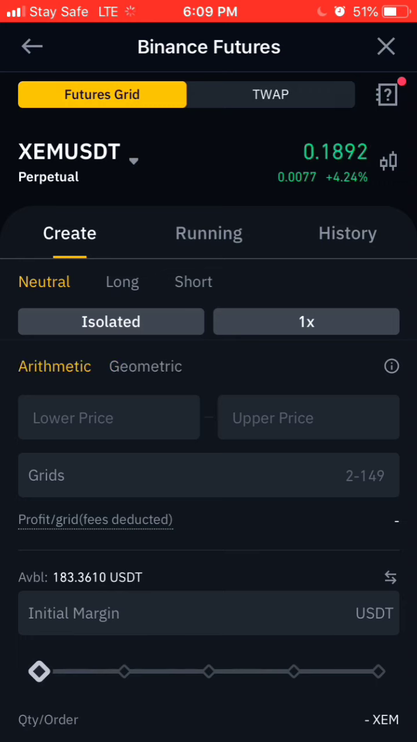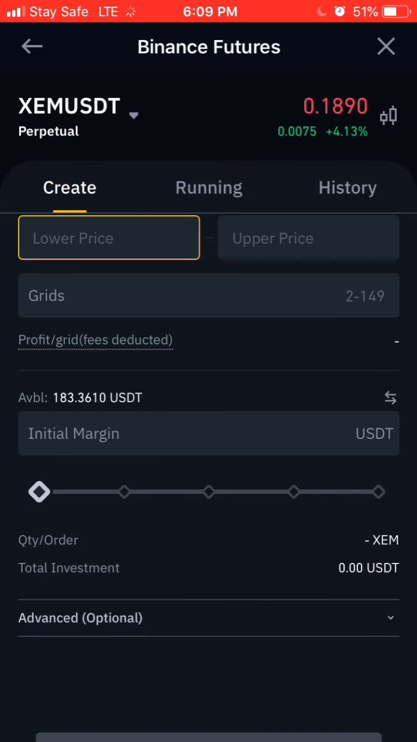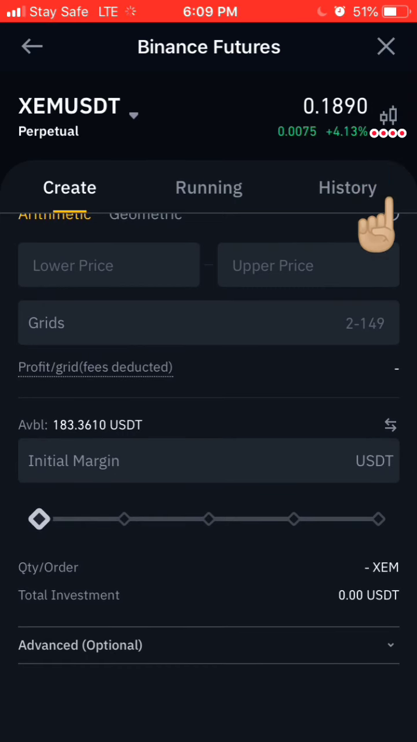Now next is your upper and lower limits. This is essentially the price range you'd like your grid bot to trade within. For this, you should already have a range in mind. However, if you don't, then tap on the candlestick icon beside the current price of the trading pair and you'll be taken to the chart.